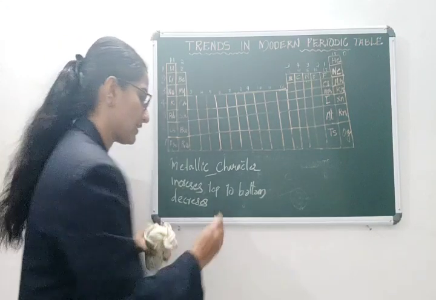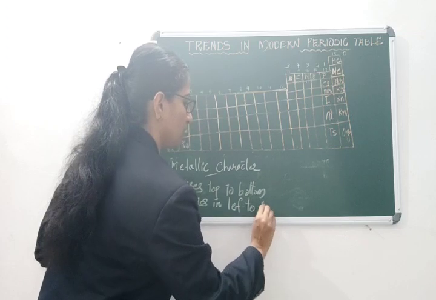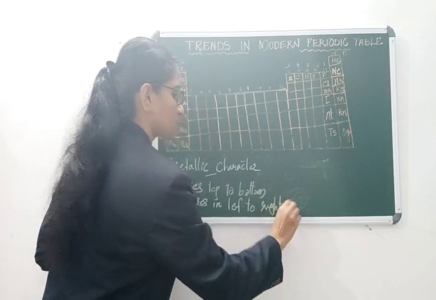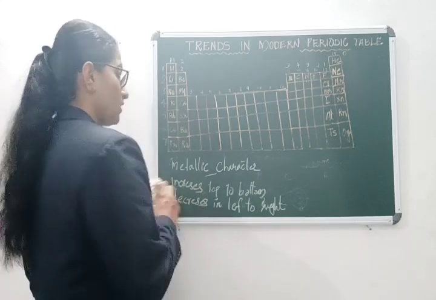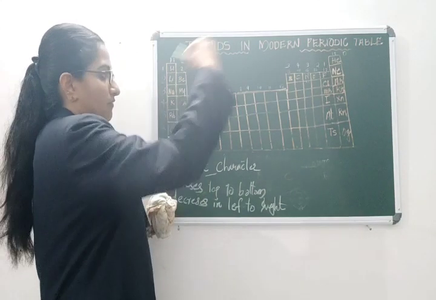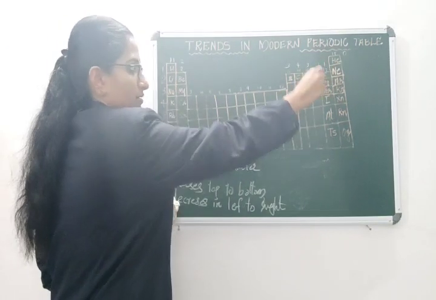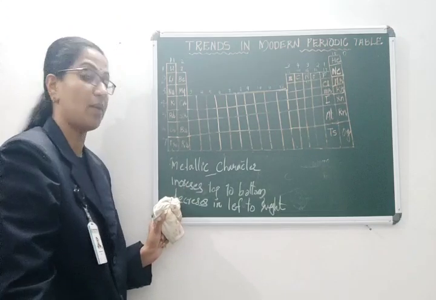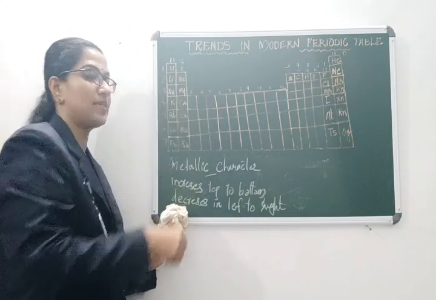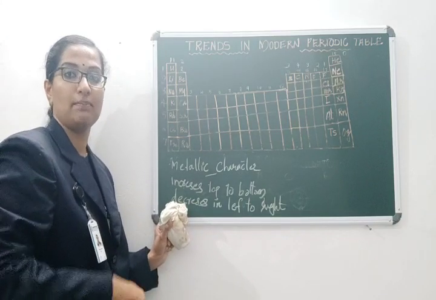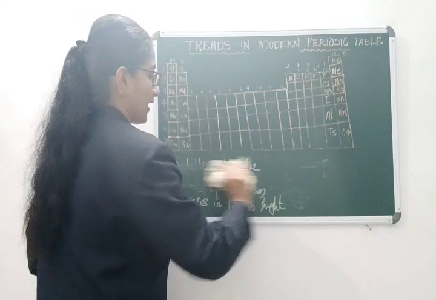Metallic character decreases from left to right. So when you come to the right side, you can see that the halogens are the most non-metallic type of elements. Here, the first two groups are the metallic, slightly more metallic elements. You can say that. Okay, and the next trend is electronegativity.